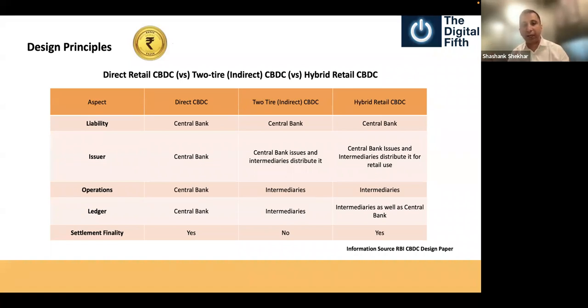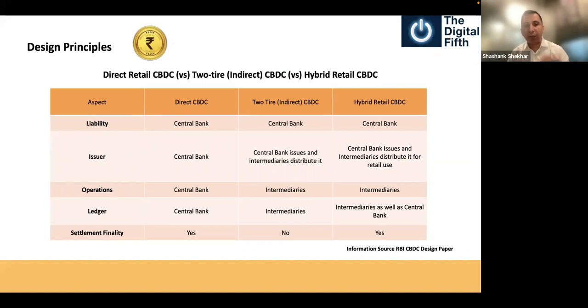So the central bank is directly involved in the process, while in both the two-tier and the hybrid structure, the intermediaries, the banks or the PSPs, are going to be involved in the whole process. This is interesting: the ledger where all the transaction entries are managed, and the settlement, all of this is going to be done by the central bank itself in the direct CBDC structure. While in the two-tier CBDC structure, it's the intermediaries who are going to manage the ledgers, and in the hybrid, the intermediaries as well as the central bank will have the ledger managed.